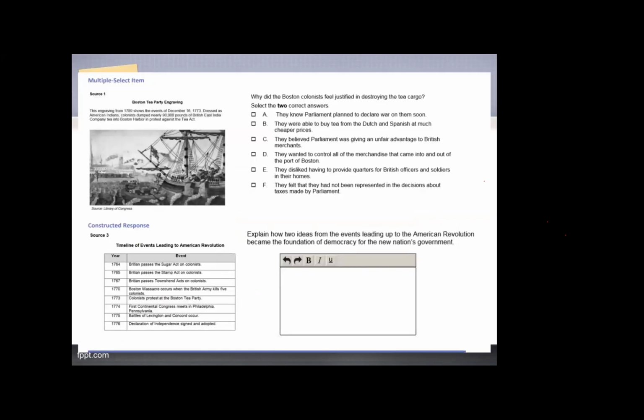And again, they're going to have things such as pictures, timelines, and graphs, and all of these are going to be things that lead them to both multiple choice, multiple select, like we saw in math and ELA, and then short answer questions as well.